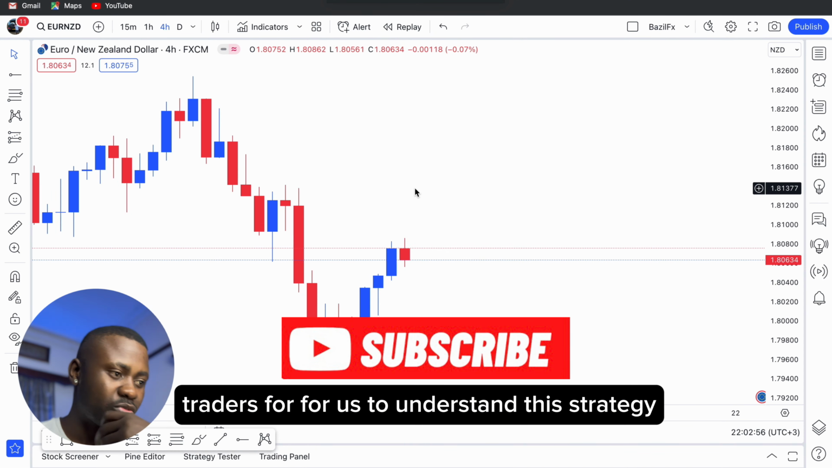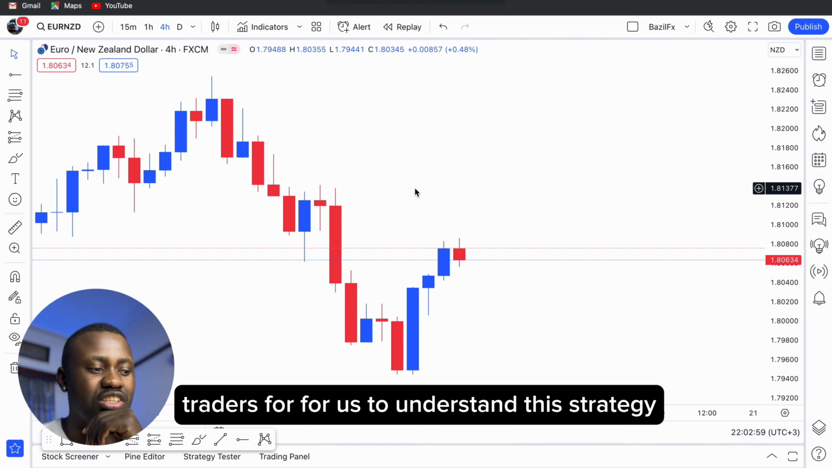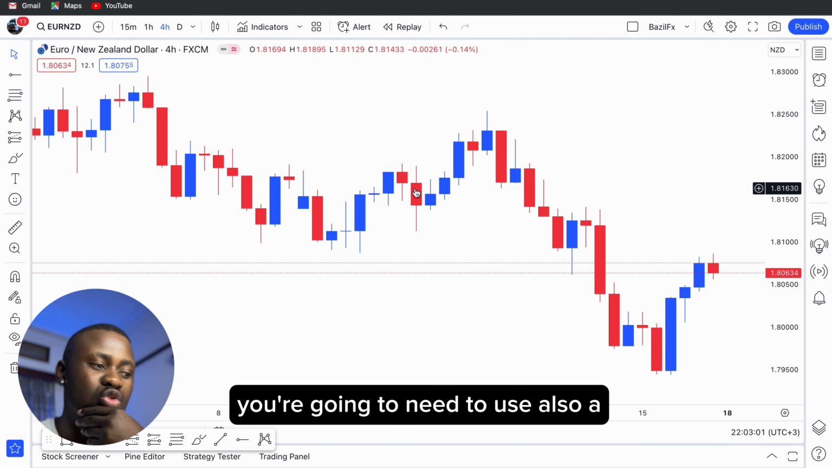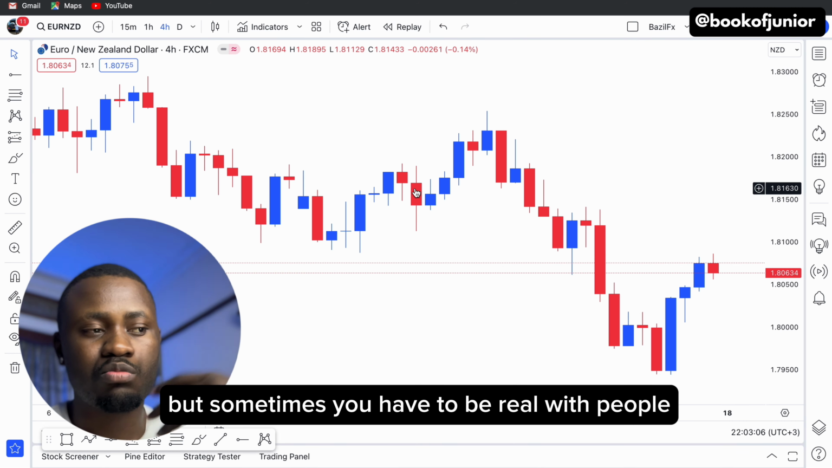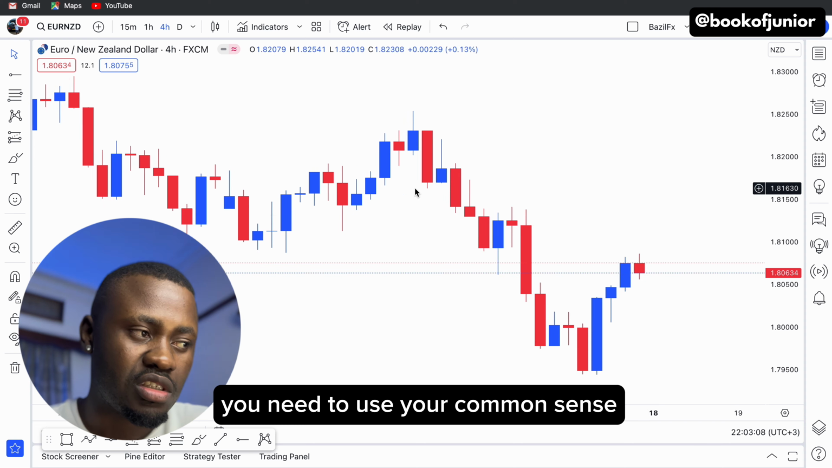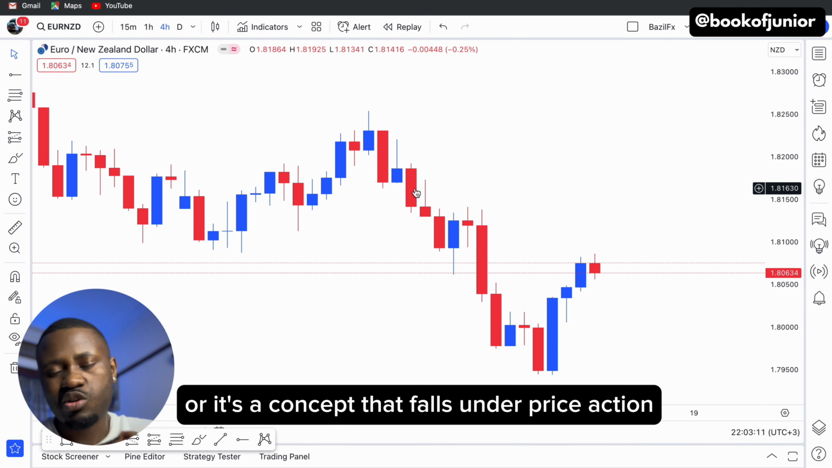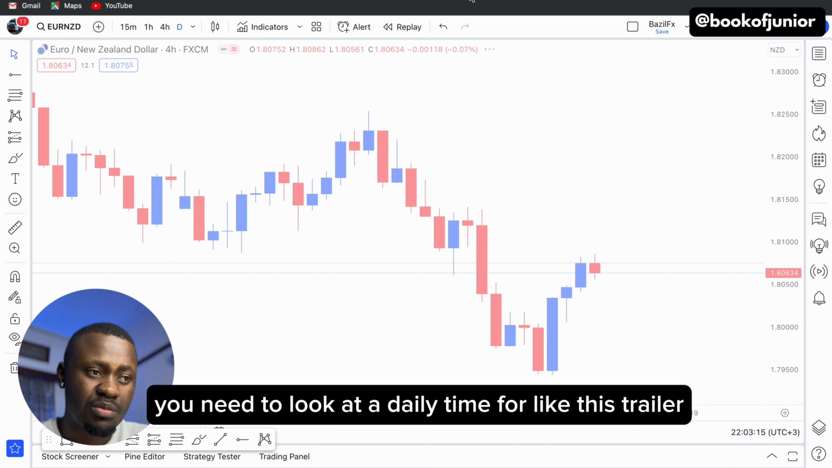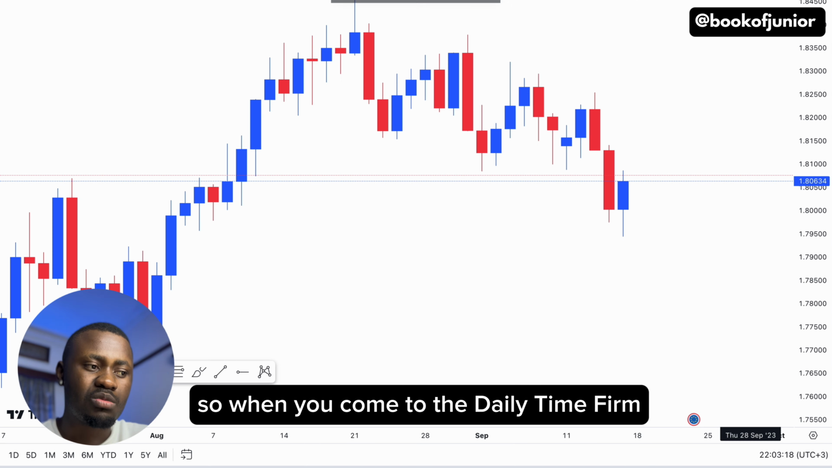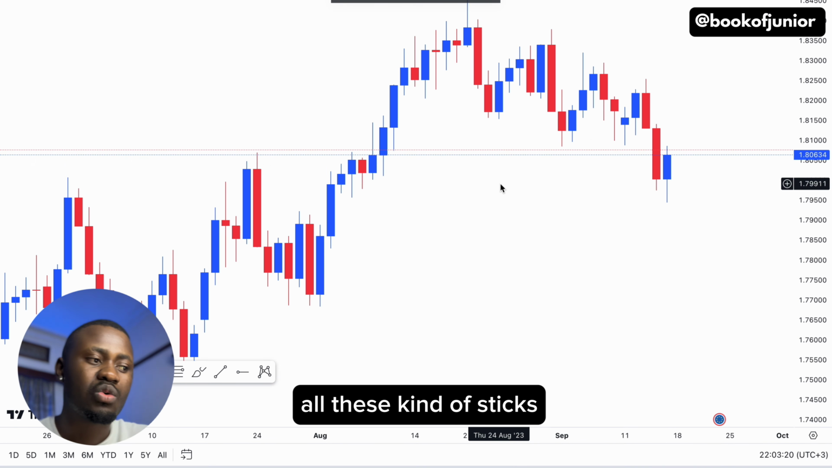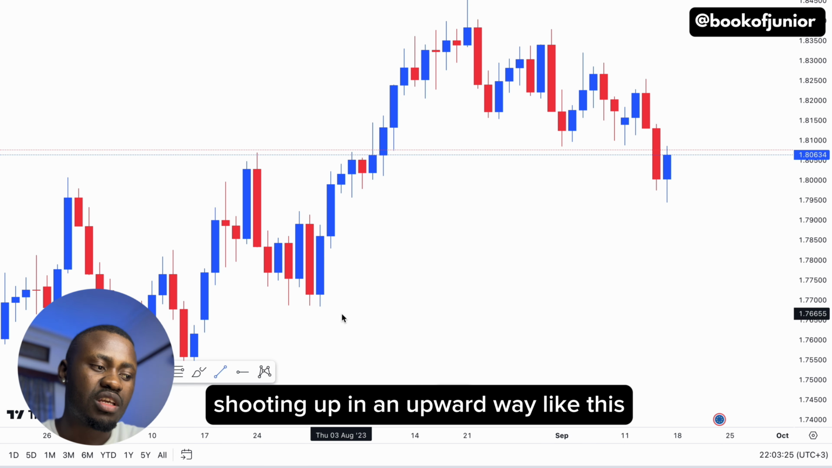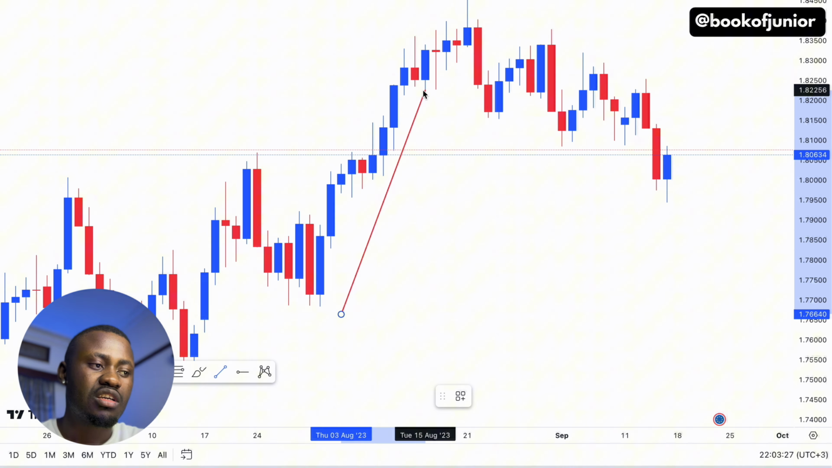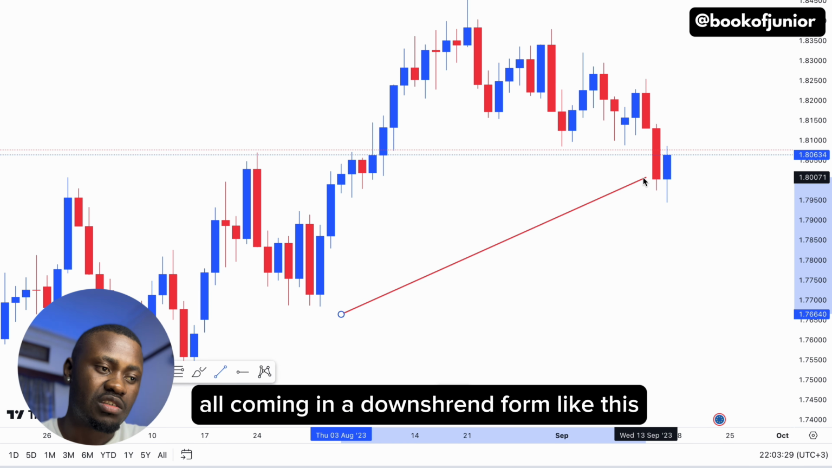So traders, for us to understand this strategy, you're going to need to also use your common sense. Yes, I'm sorry to say it like this, but sometimes you have to be real with people. You need to use your common sense. This strategy is a concept that falls under price action, but for us to understand it, you need to look at the daily time frame like this, traders. When you come to the daily time frame, you need to master all these candlesticks, how they are moving. Most of these candlesticks are either shooting up in an upward way like this, or coming in a downtrend form like this.